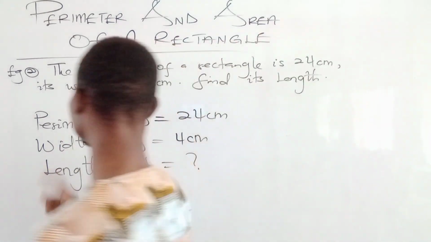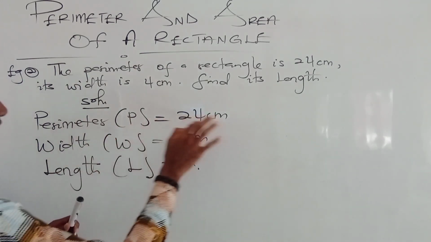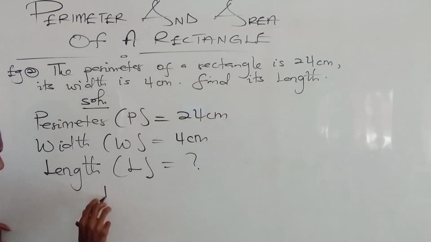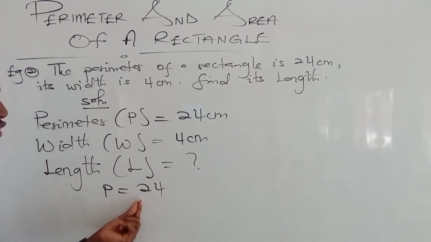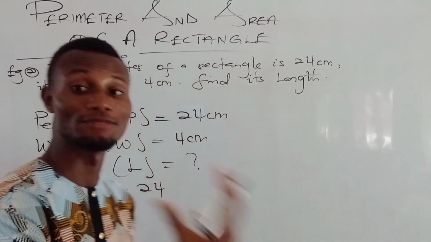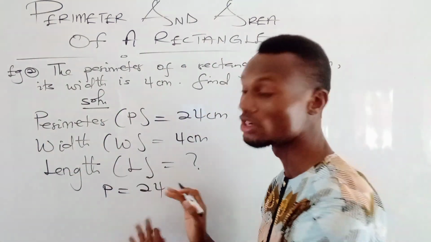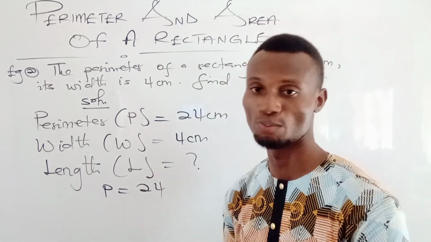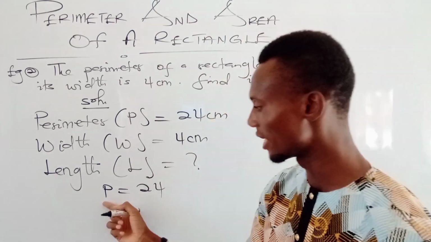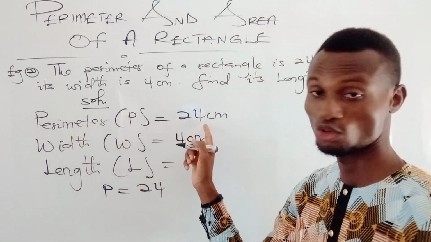So let's come to the perimeter. We say that your perimeter equals 24 centimeters, so you write your P equals 24. Now you can solve it without the unit. Then afterwards, you will bring your unit. You can choose to ignore the unit from here, then after solving, in your final answer, you bring the unit. So our P equals 24, because we've written here perimeter into brackets P equals 24.